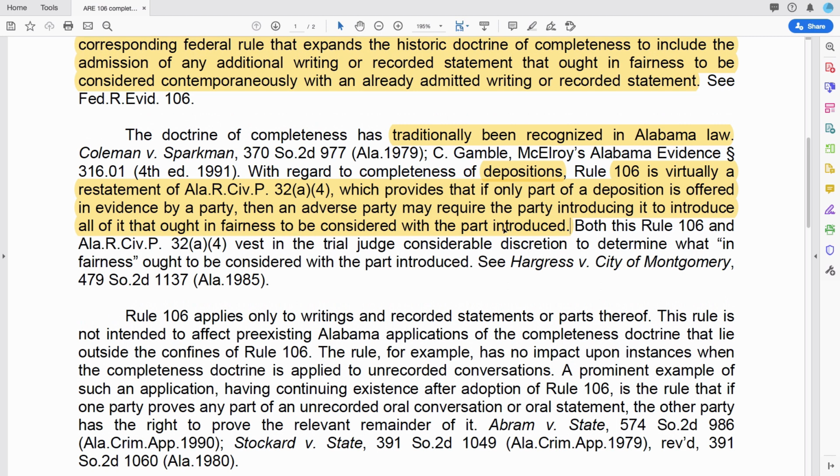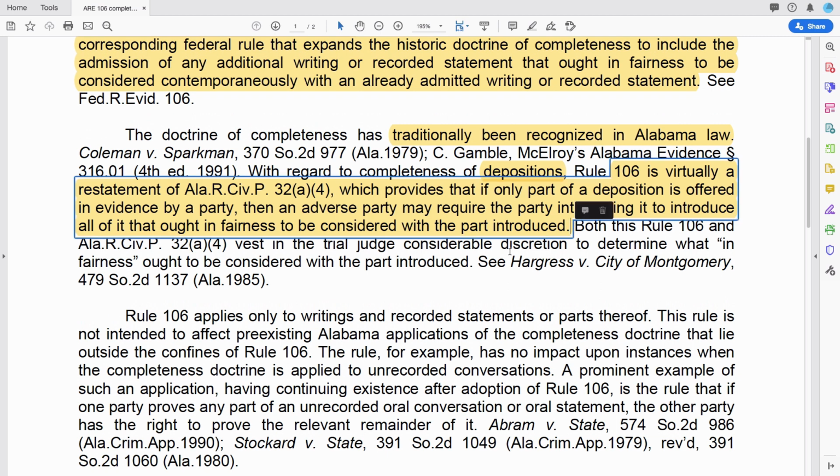Do you see the common thread here? If you're putting part of something in front of the jury, then the other side can say, no, let's put the whole thing in front of them. So go back to my example of the medical record. Let's say that I only wanted to introduce one sentence from one page of the medical record from the emergency room. Well, obviously you can't just put in one sentence, right? I mean, we need some context here. And that's all this rule is saying.